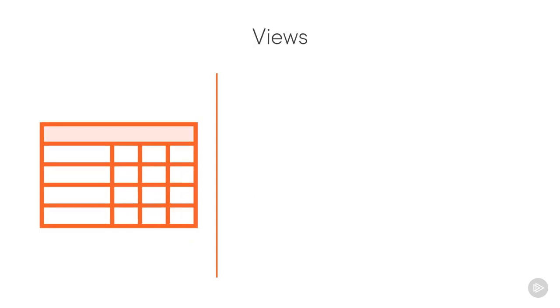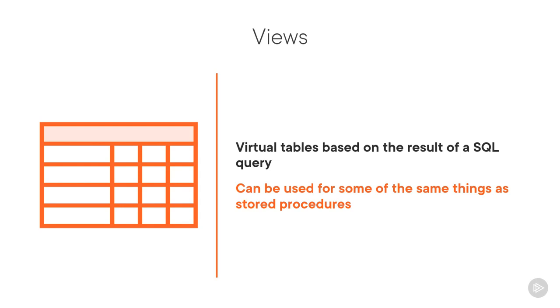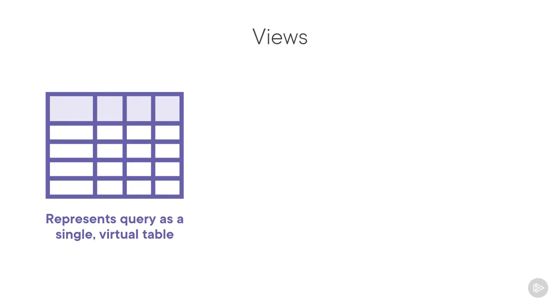Next up, let's talk about views. Views can be thought of as virtual tables that are based on the result set of a SQL statement. For some scenarios, a view might be used interchangeably with a stored procedure, but there are some key differences. Whereas a stored procedure is a pre-compiled database query, the view is a mechanism that allows us to represent a query, for example a query containing several joins, as a single table.